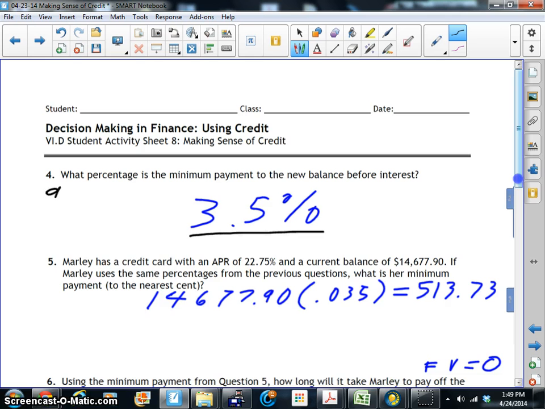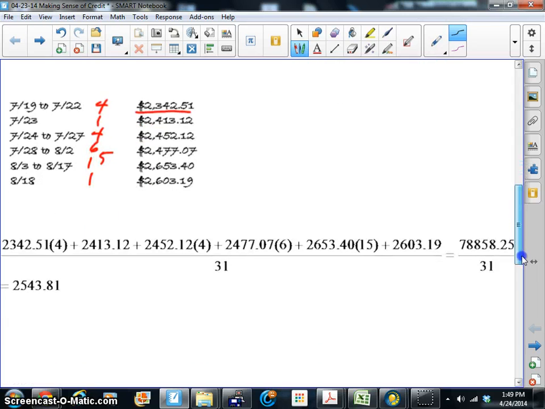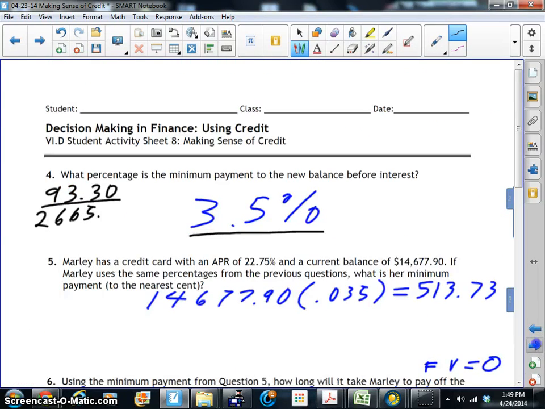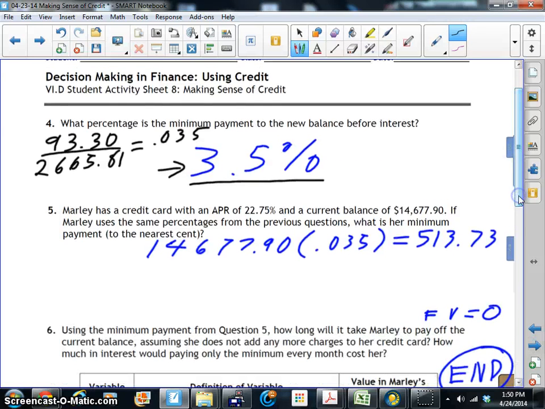And if you went ahead and take $93.30 and divide that by 2665 point, what's that number again? 2665 point, let's see, 0.81. That comes out to be 0.035. And that means that we're going to be using 3.5% on this. So that's what we do so far. Just remember, this is only part one of this. We're going to have a different part, so I'll go ahead and finish that up later.